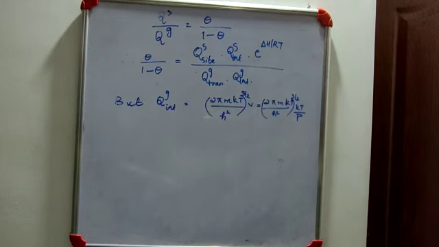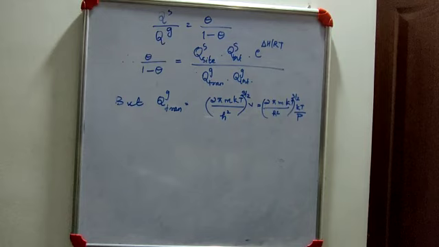But we know that QG translational is given by the expression 2 pi m kt by h square whole raised to 3 by 2 into V. By replacing V in terms of pressure, we will get QG translational is equal to 2 pi m kt by h square whole raised to 3 by 2 into kt by P. So we have to substitute this equation in place of QG translational in the above equation.